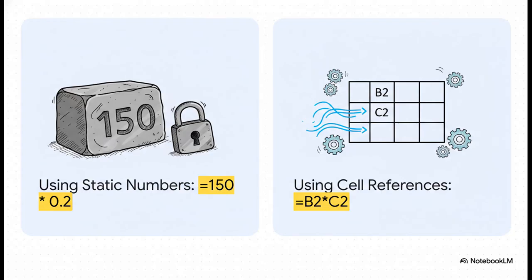I mean, just look at the difference here. Typing =150*0.2 gives you a static one-time answer. It's locked in, it's done. But using =B2*C2, well, that creates a dynamic link. So what does that mean? It means if the number in B2 or C2 changes later, your answer will automatically update. That is the real magic of a spreadsheet.